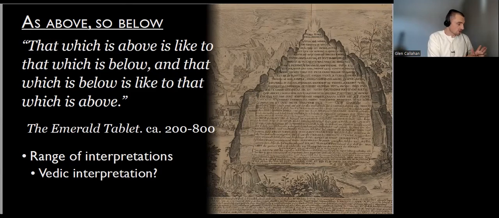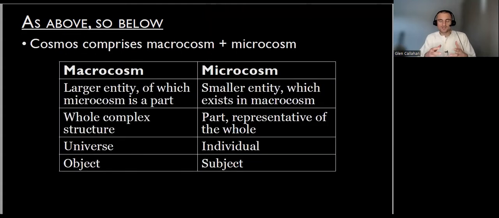So if you go searching online, you'll find a range of different interpretations of this statement. So let's look at what a Vedic interpretation might be. What would the subject of Vedanta say about this phrase? One of the ways we can start to look at this is to look at the way that Vedanta describes experience, life. The cosmos itself comprises two aspects, macrocosm and microcosm. So what do these two words mean?